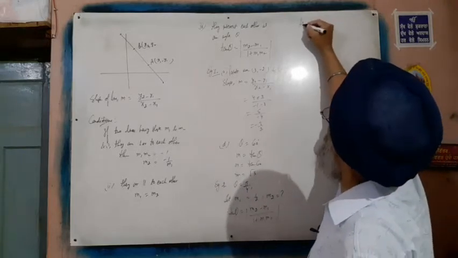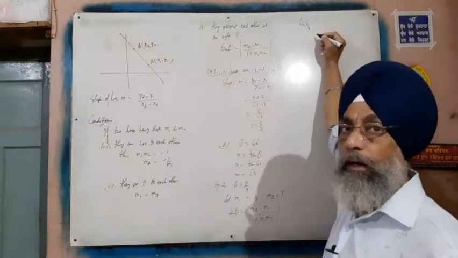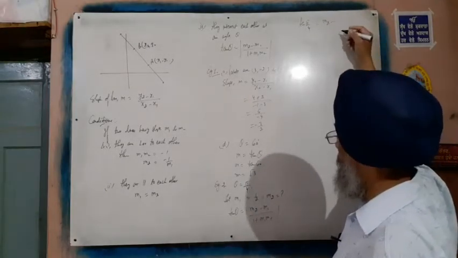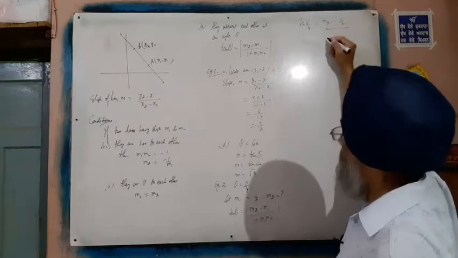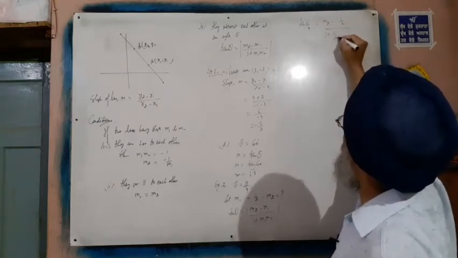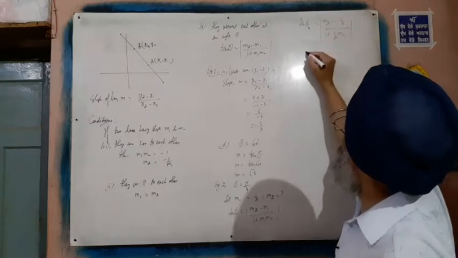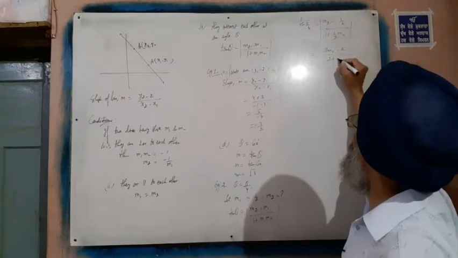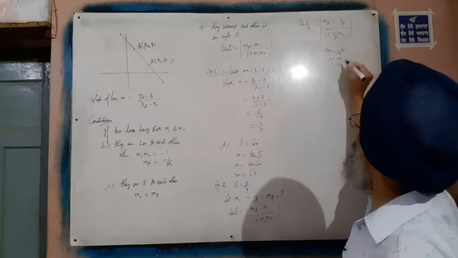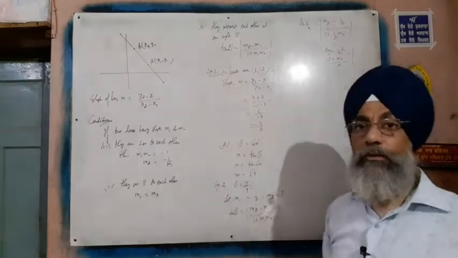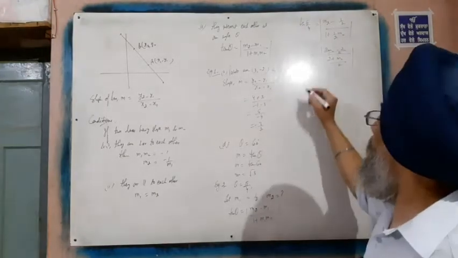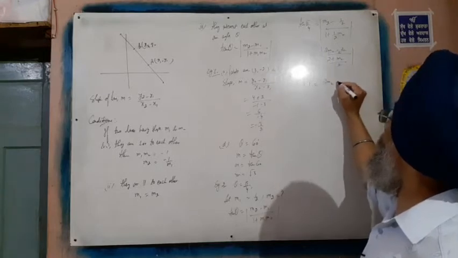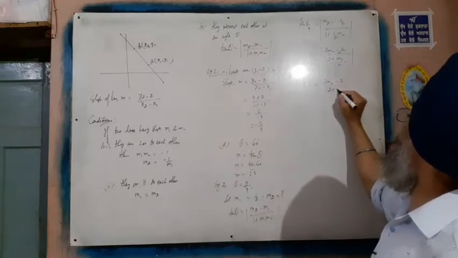That is, tan pi/4 is equal to m2 minus half upon 1 plus half into m2. Tan pi by 4 is 1. It is 2m2 minus 1 upon 2 plus m2. The 2s get cancelled. If we remove the mod sign here, we take plus minus 1. It is 2m2 minus 1 upon 2 plus m2.